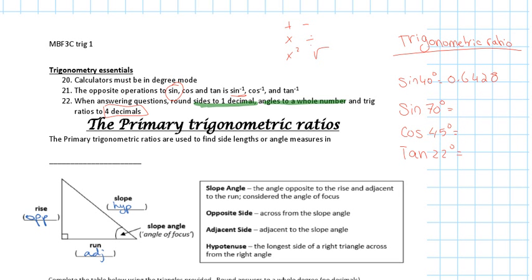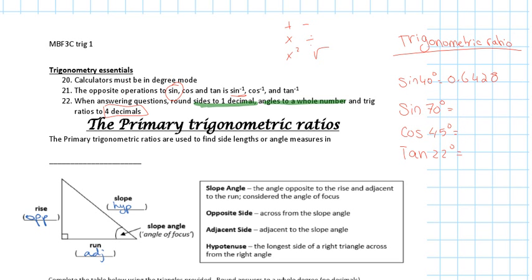The primary trigonometric ratios represent sine, cosine, and tan. We call them primary because these are your primary ones, and the secondary ones are the inverses of them, which we don't cover in this course. They're called cosecant, secant, and cotan. The primary ones that we cover in this course are sine, cosine, and tan.